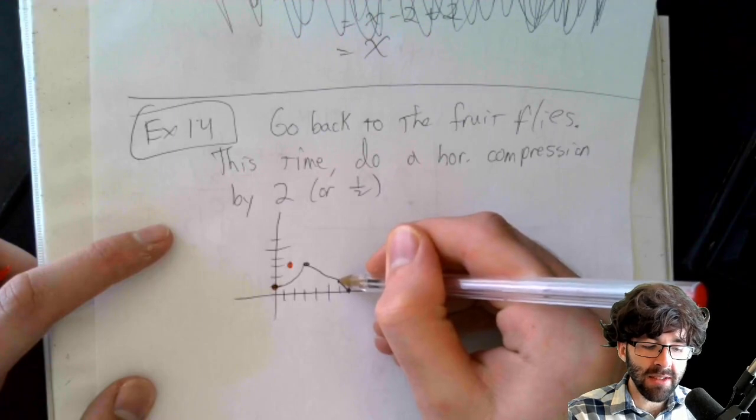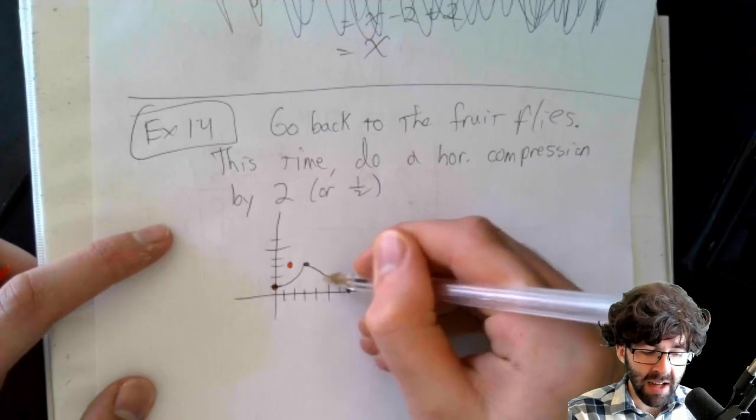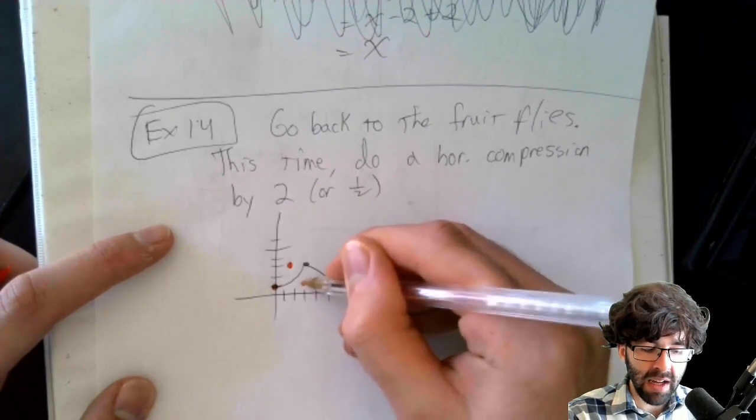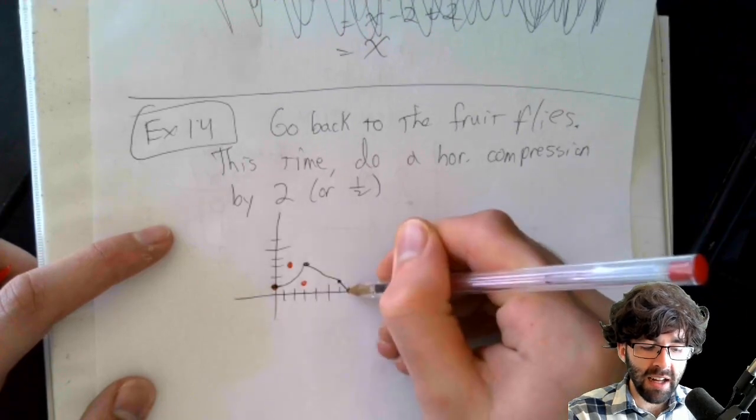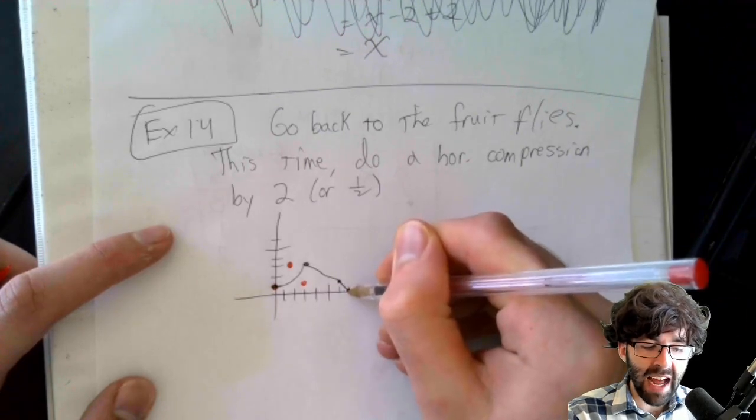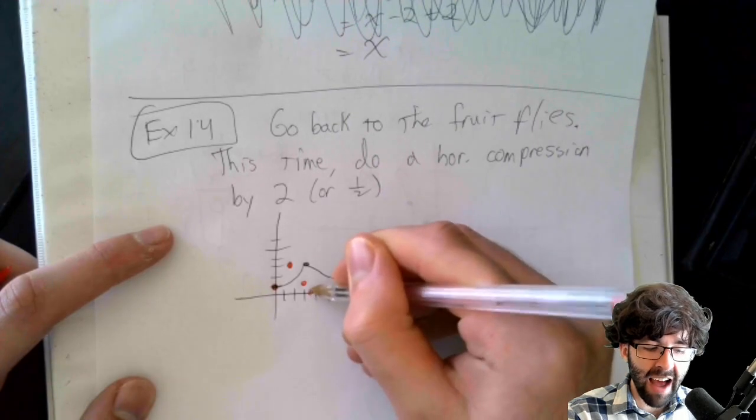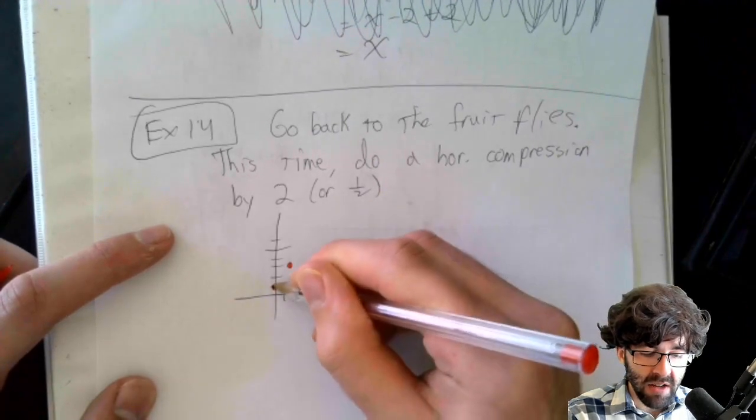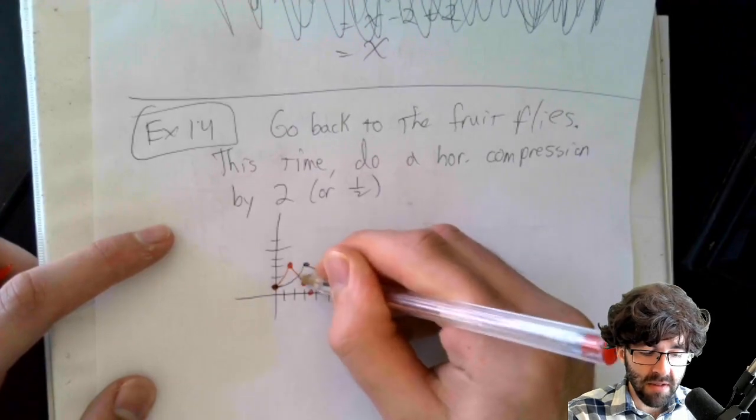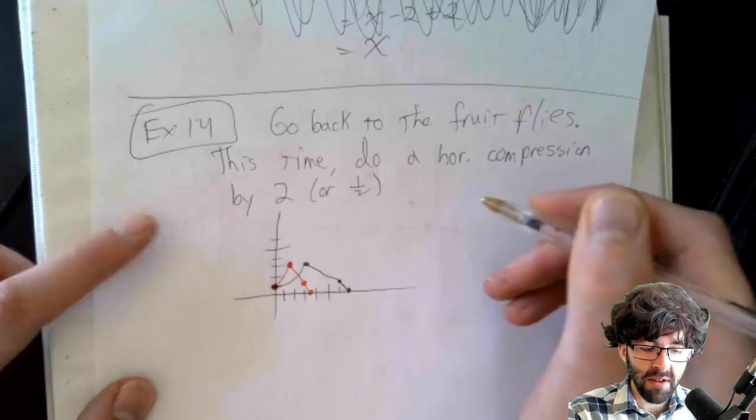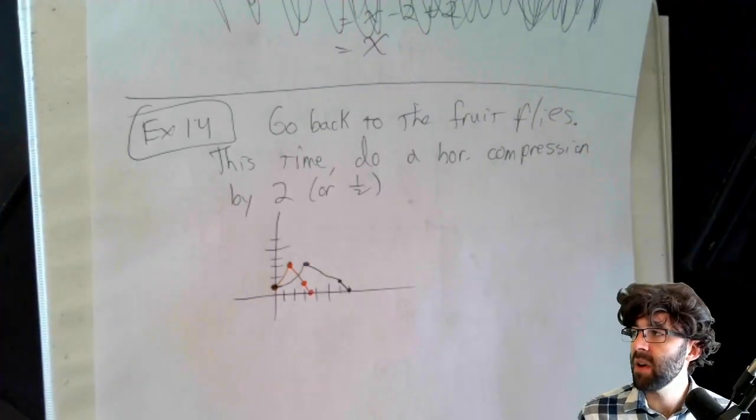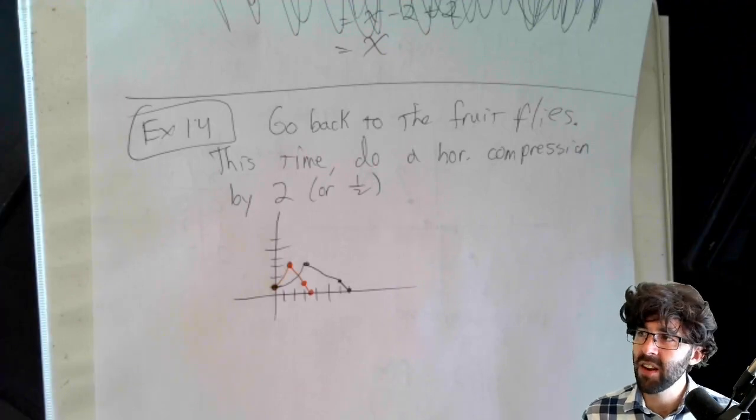Here, the x value is 6. We need to half it. The x value becomes 3. And here, the x value is 7. We need to half the x value. Half of 7 is 3.5. So this becomes our new graph. This red one, it's kind of small. I should have drawn it bigger.